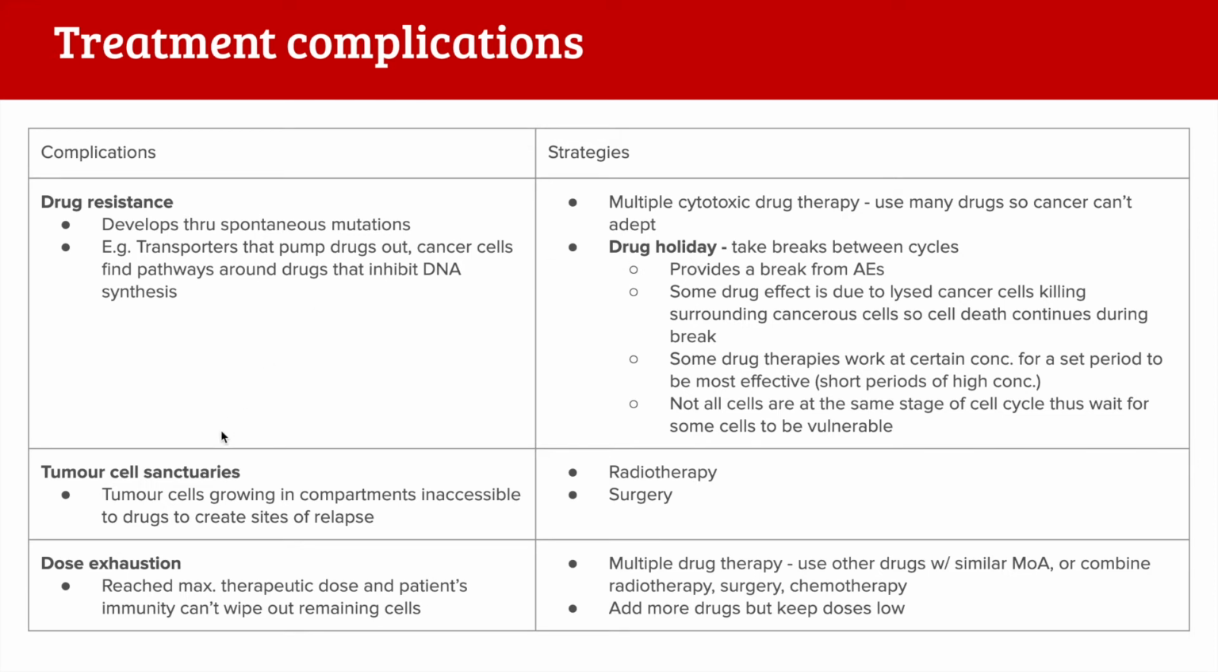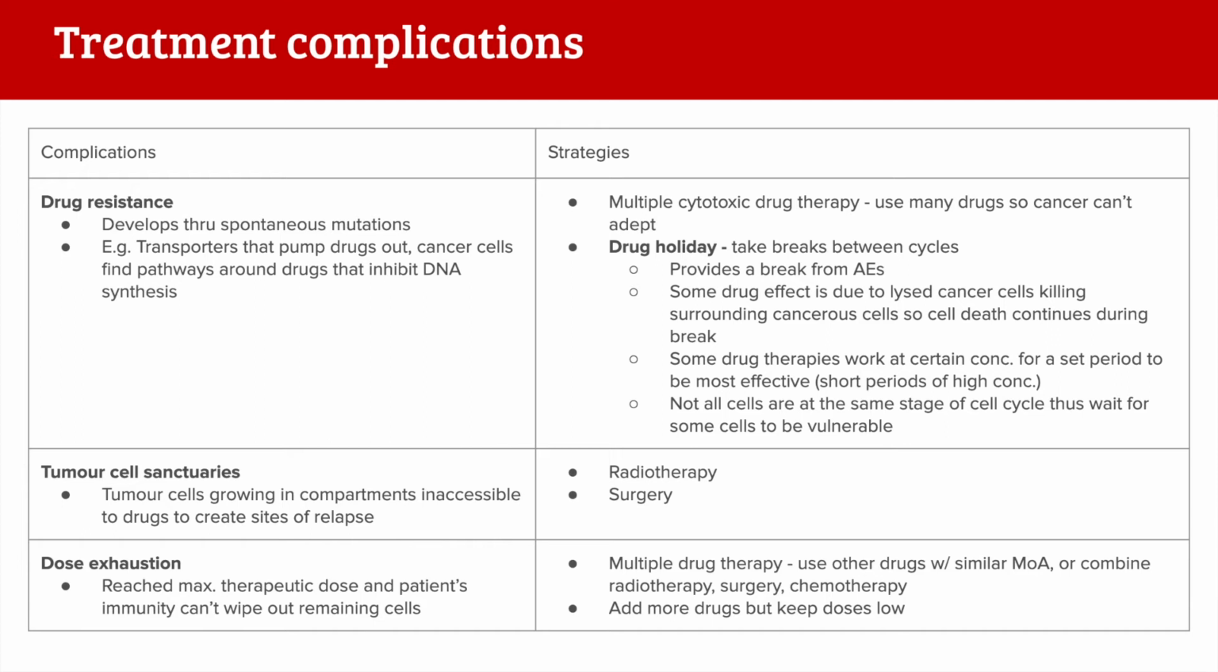Then there are tumor cell sanctuaries. This is when tumor cells grow in compartments that are inaccessible to drugs, and they can be troublesome because they can create sites of relapse. Sometimes even just a few cancer cells can enable a relapse. So having these sanctuaries means we can't get rid of the cancer. Some strategies to counteract that are radiotherapy or surgery.